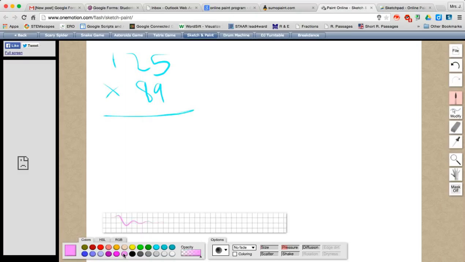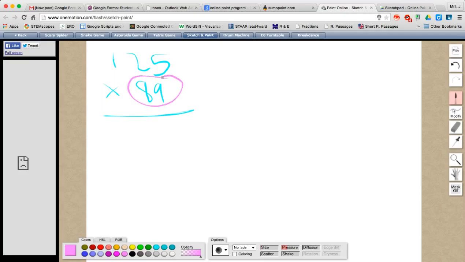The first thing I want you to do is look for the smallest number. So we're going to start with 89 and we're going to use that to multiply by our ones, tens, and hundreds. And if we had thousands, we'd go up there.